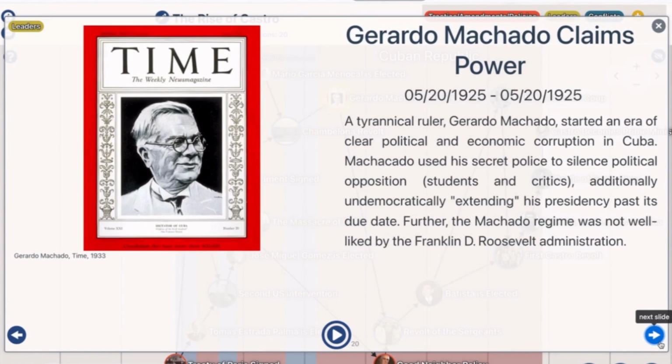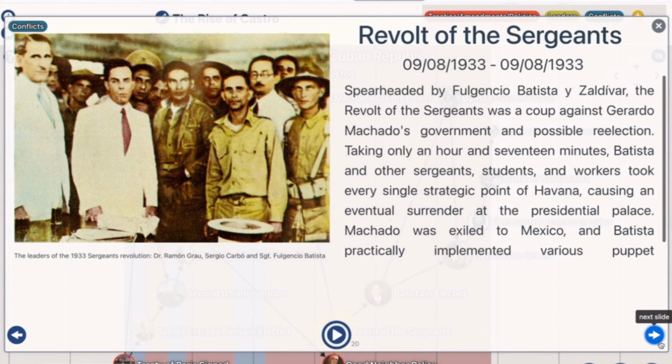He used his secret police to silence political opposition, like students and critics, additionally undemocratically extending his presidency past its due date. Further, the Machado regime was not well liked by the Franklin D. Roosevelt administration. As a result of these extensions, Batista spearheaded a coup. Taking only an hour and 17 minutes, Batista and other sergeants, students, and workers took every single strategic point of Havana, causing an eventual surrender. After Machado's exile, Batista practically implemented various puppet governments until his eventual election.